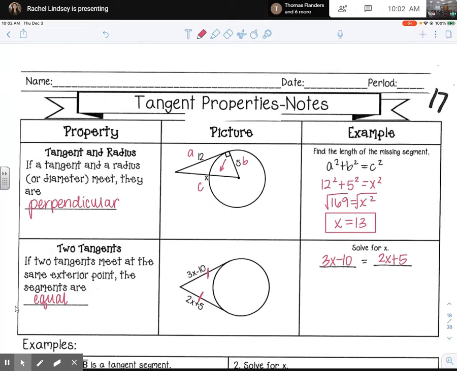Add 10. So now that you've set them equal, you will do inverse operations. Add 10, subtract 2X. 8 equals 15. You would get X equals 15.